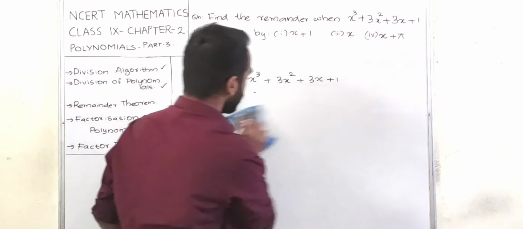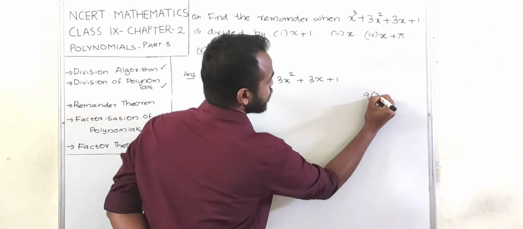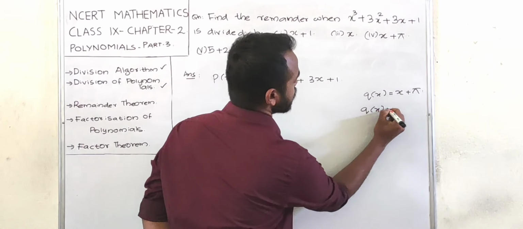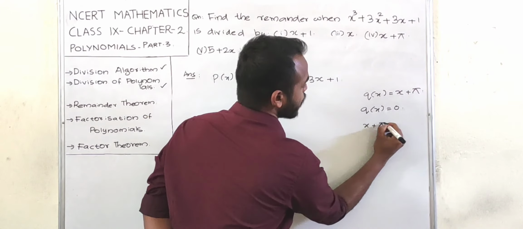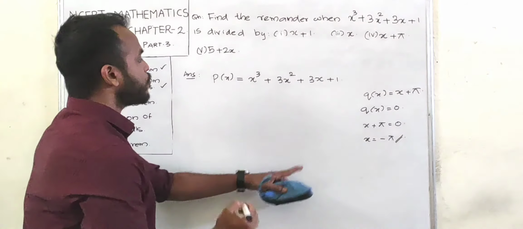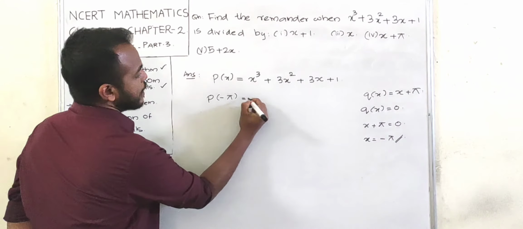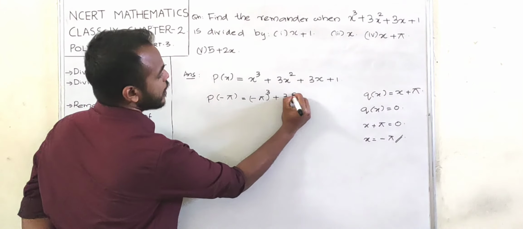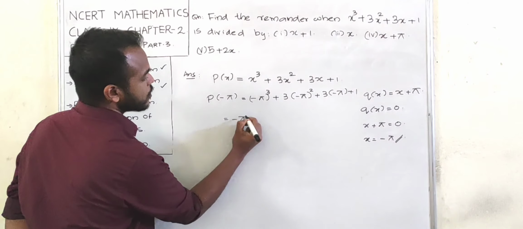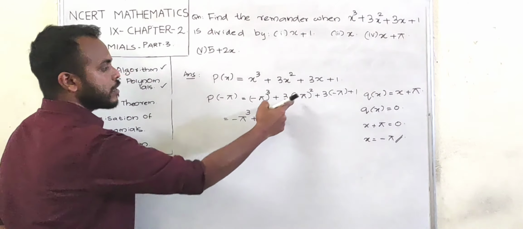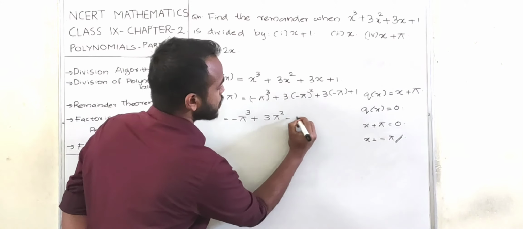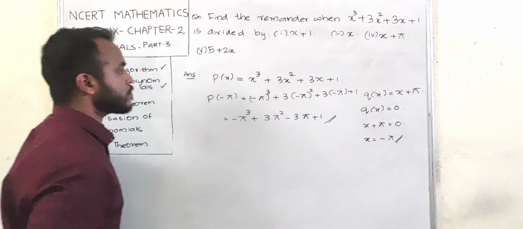Now let's see the fourth one. Fourth one is x plus pi. So Q of x here is different. It is x plus pi. As we are doing all along, put Q of x is equal to 0. Who is Q of x? X plus pi is equal to 0. Then x is equal to minus pi. So we should find the value of P of minus pi. So it happens minus pi cube plus 3 into minus pi square plus 3 into minus pi plus 1. So this happens minus pi cube plus 3 pi square. Why? Because minus pi square is plus pi square, plus 3 into minus pi is minus 3 pi, plus 1. So that is our answer.